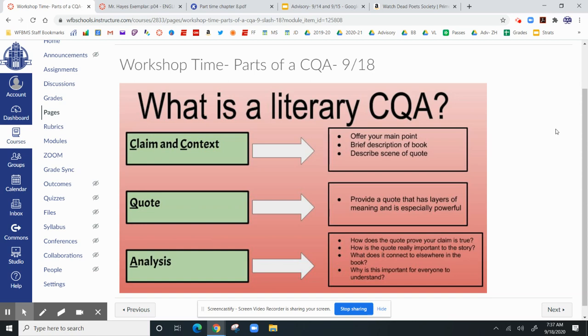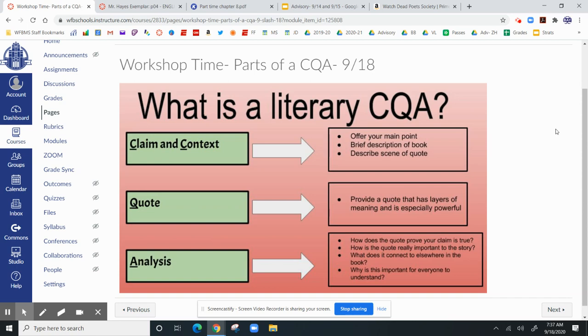After that, you want to pick the best quote from your three options yesterday. Since you've already described that scene in the context, you're going to place the quote in your paragraph. Make sure that quote checks all three of the boxes from yesterday's lesson. It has layers of meaning and is insightful. It connects to the claim, and you can make multiple connections with it. And then finally, after the quote is your analysis.